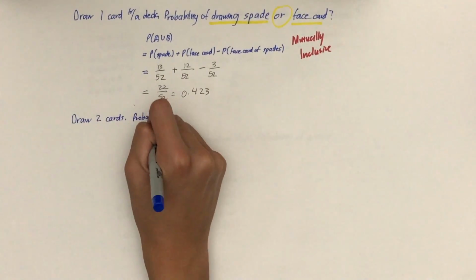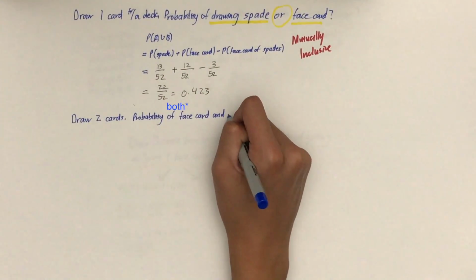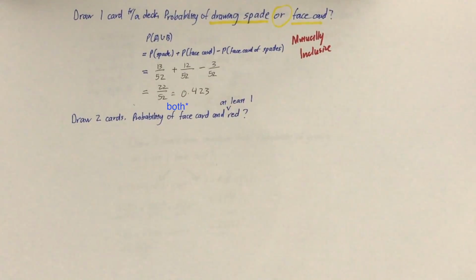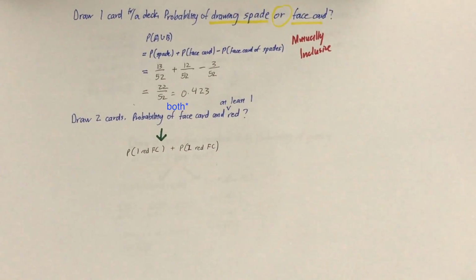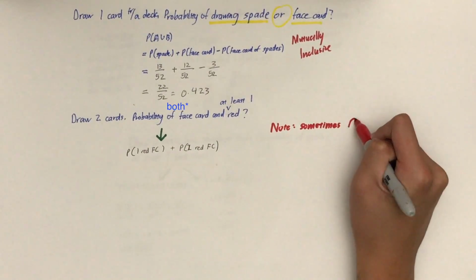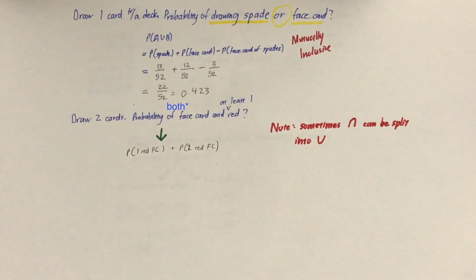Alright, let's draw 2 cards without replacement, and what's the probability that they are both face cards and there's at least one red? So this means that you can either have exactly one red face card and one black face card, or 2 red face cards. So you can see we split up this AND event into an OR event, which you can do under certain circumstances.